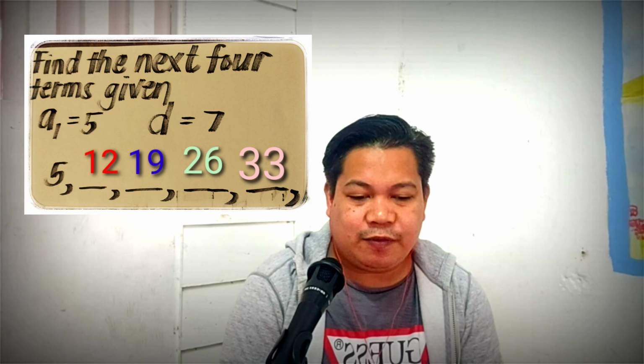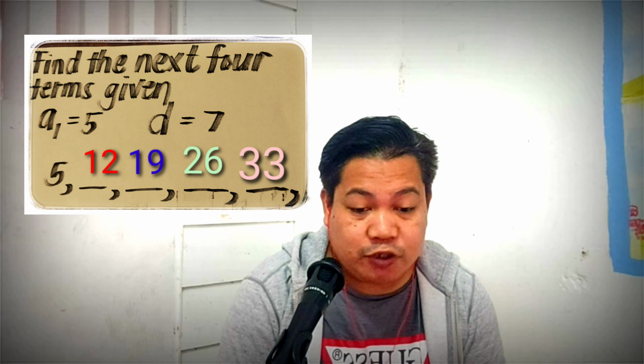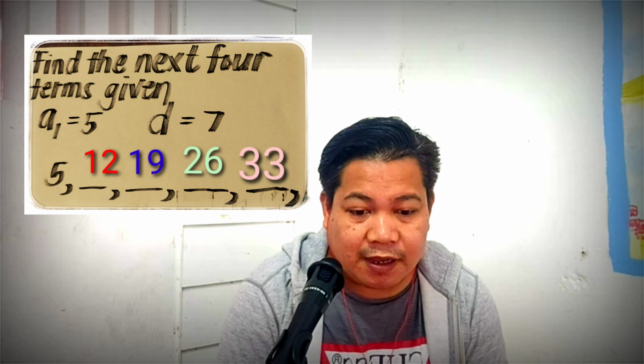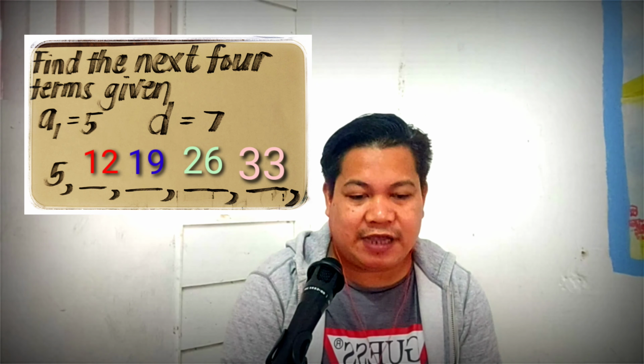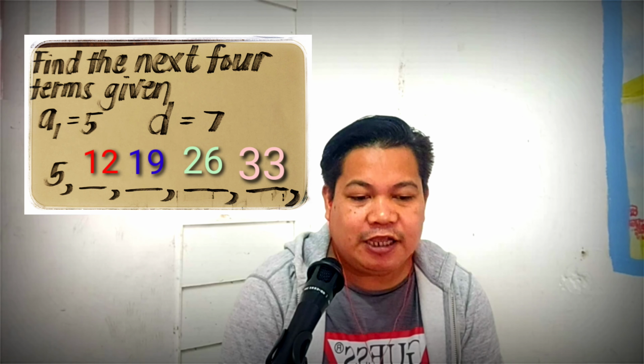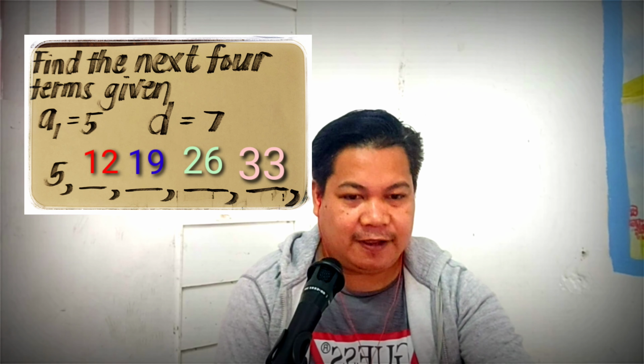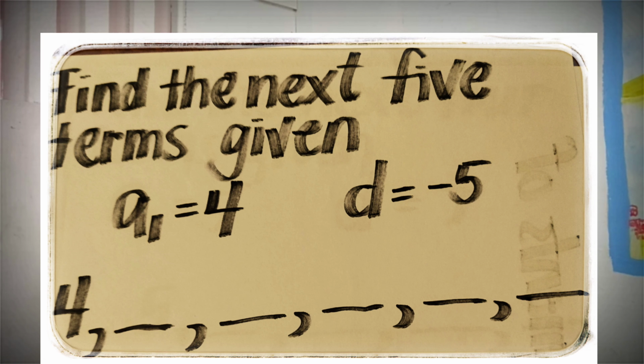So, the next sequence, doon sa ating 4 terms ay 12, 19, 26, and 33. Okay. Dito naman, a sub 1 equals 4 and d equals negative 5. So dito anong gagawin natin? We will less or ima-minus natin yung 5 sa ating first term lagi. Kasi negative 5. So, minus 5.